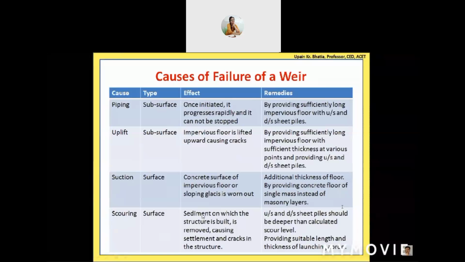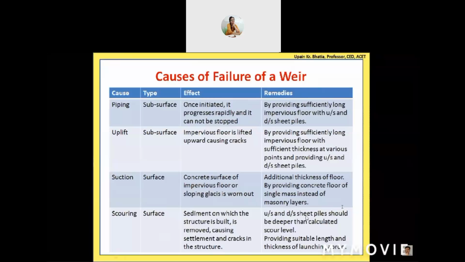The sediment on which the structure is built is removed because of this scouring. And what is the effect further? It causes the settlement and cracks in these structures. You can very well understand that if the subsoil is not there or if it has gone deeper, then the structure cannot stand in air. It will also settle down further, and settling down will be different in different portions of the structure. So cracks may appear. So a differential settlement will be there. So cracks due to differential settlement may appear in the structure that will cause the complete failure of the structure.